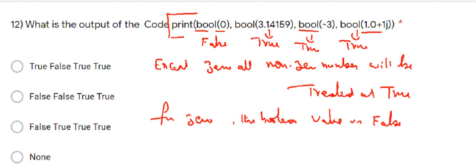So now what is the output for this? False, true, true, true. So option 3 is the answer for this. Okay, except 0, all non-zero numbers will be treated as true. That means the boolean value of all non-zero numbers is true. For 0, the boolean value is false.